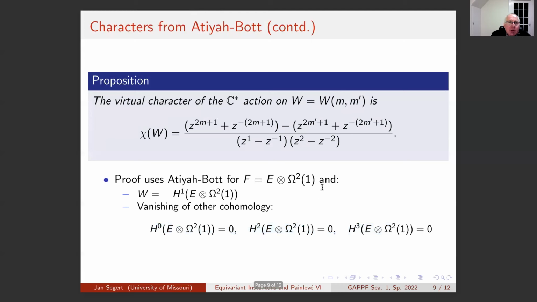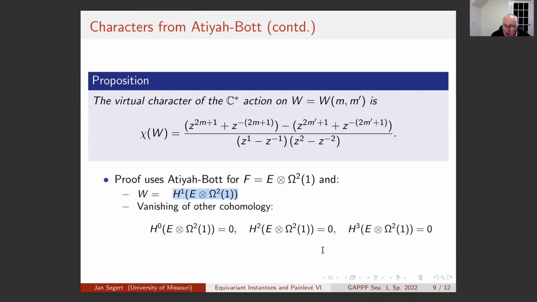And similarly for W, again, it could be a virtual character. The C star action is given by a similar formula, which again depends on M and M prime. That comes from applying the Thiebaud formula to this bundle and using the fact that W is this cohomology of that bundle and all the other cohomology vanishes. So in the alternating sum of characters, you really get the character of this one up to a sign.